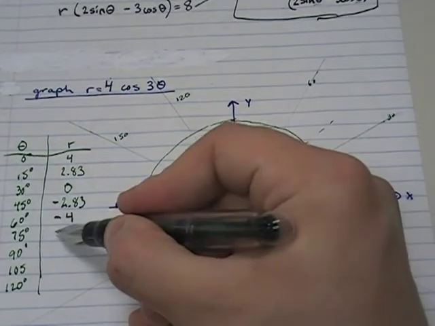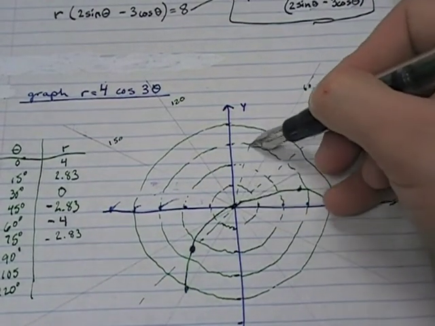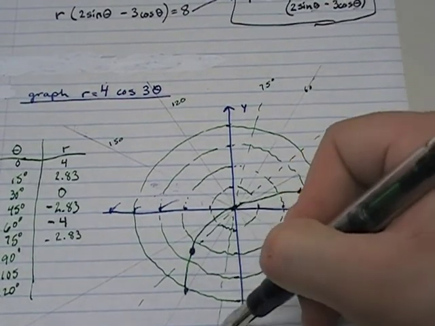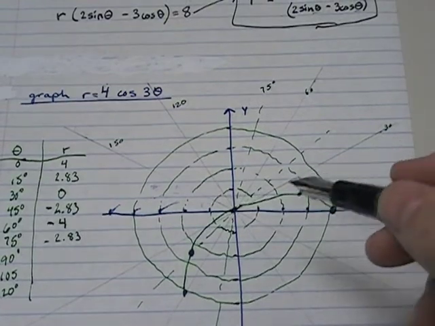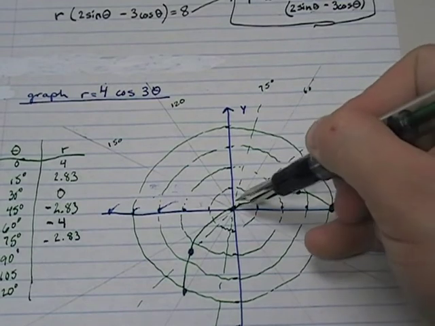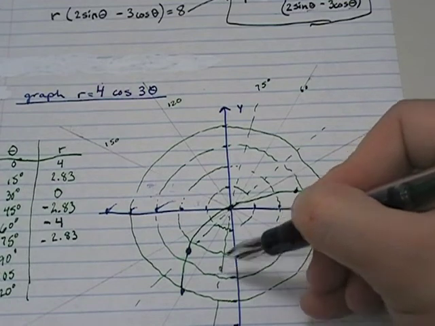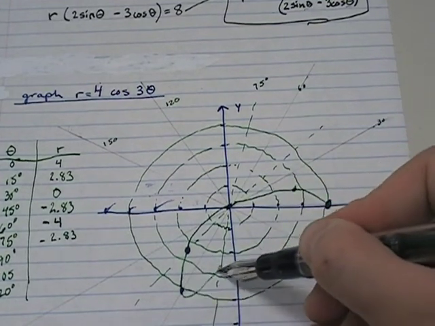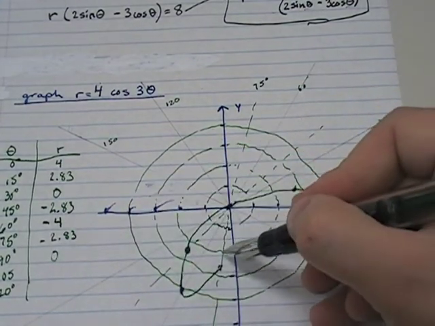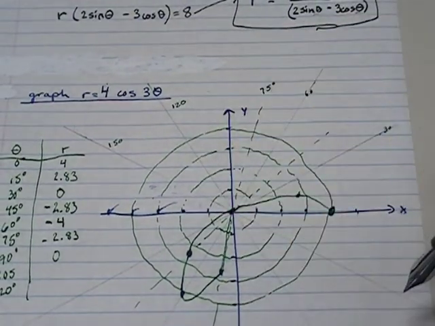75 degrees is negative 2.83. So I go to 75 degrees. Well, 75 degrees is right here, 75 degrees. And that's also going to go into quadrant 3 there. And the radius I get is negative 2.83. So 2.83 would be this way. So negative 2.83 would be this way, which is going to be 1, 2, not quite 3. And it's going to go there. And so this is going to loop and go there. And then, of course, 90 degrees, we plug that in, we get 0. So the next point would be there. And you're starting to see this flower come together.